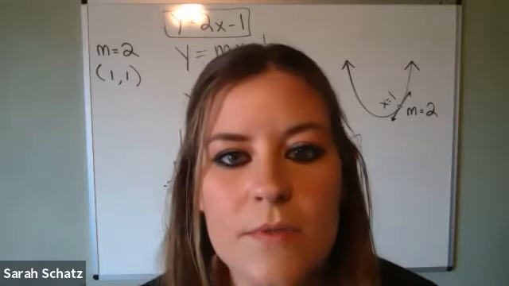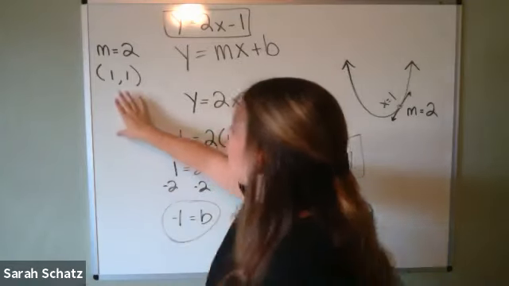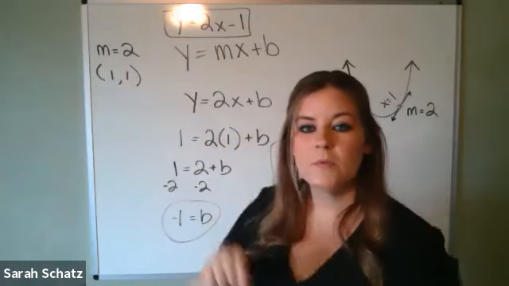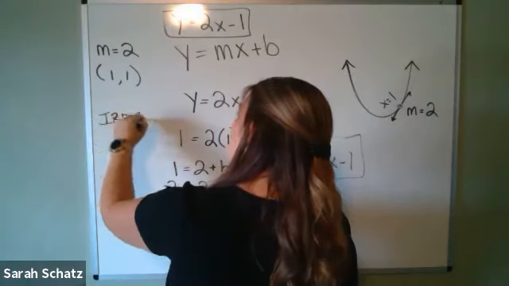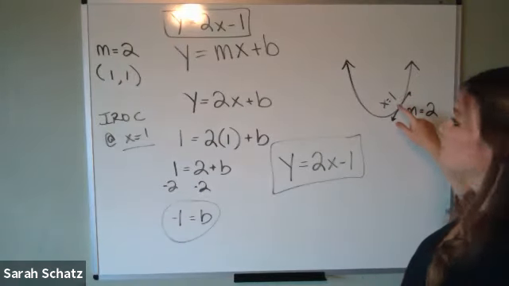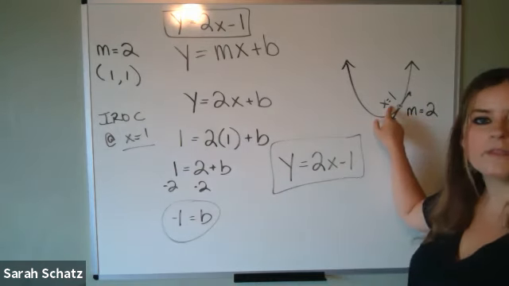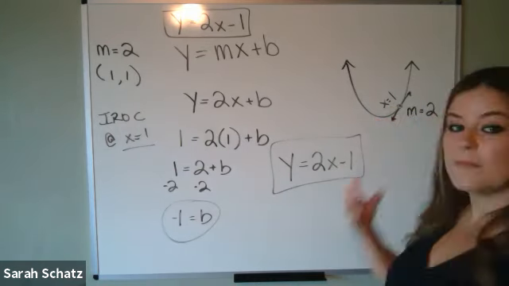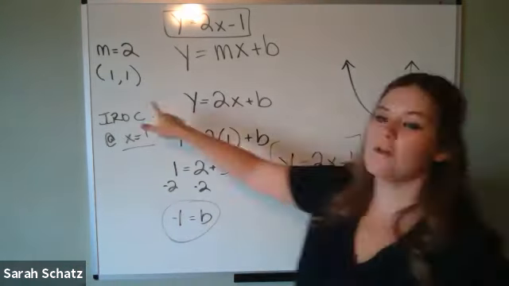Someone has a question in the chat. How did I get the x equals 1? Oh, so the x equals 1, remember that was in my given problem where I was looking for the IROC at x equals 1. So that's where this point came from. This point on my function that I was calculating the IROC for was x equals 1. And from that, remember I put that x equals 1 into my function to find the y value there, and it also happened to be 1.